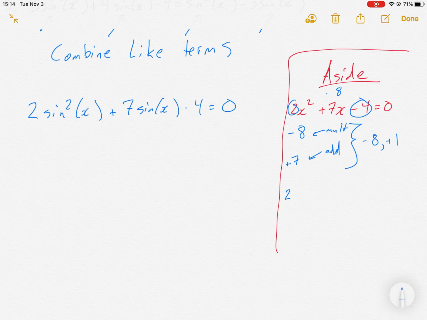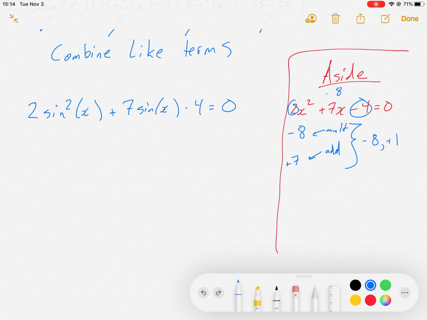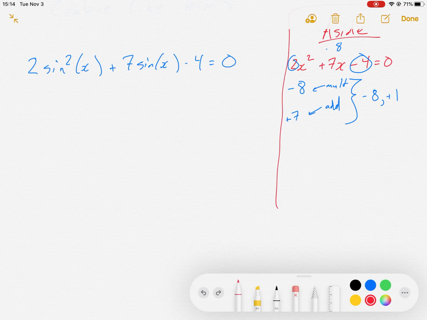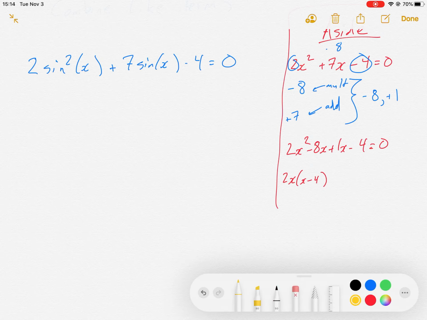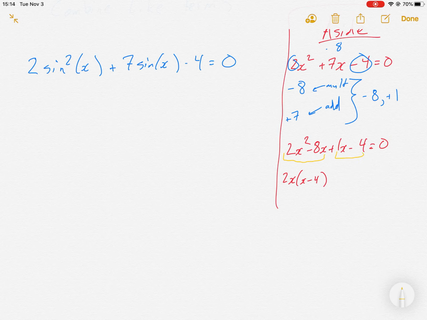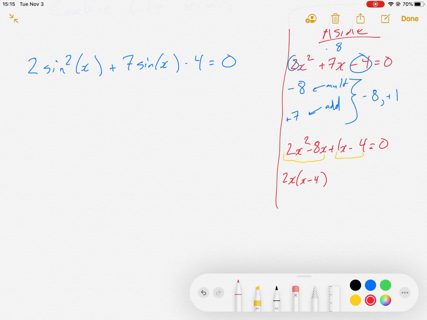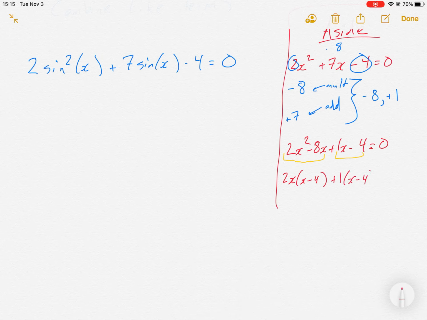And so then you would set this up. You could use your box method if you want, or you could go like this: 2x squared minus 8x plus 1x minus 4 equals 0. Now we factor out the GCF, 2x and then x minus 4. Plus 1 and then x minus 4 equals 0. So that's 2x plus 1 and then x minus 4.